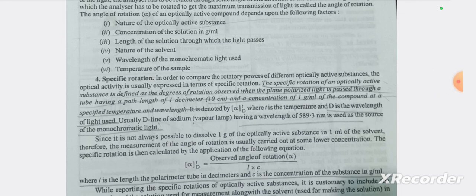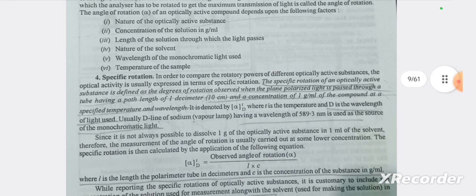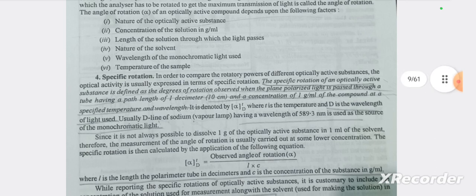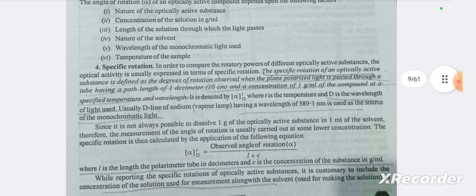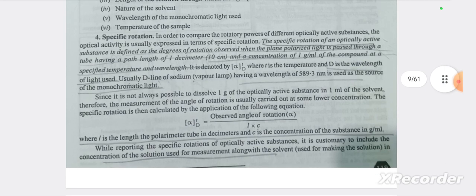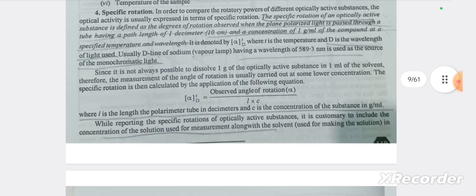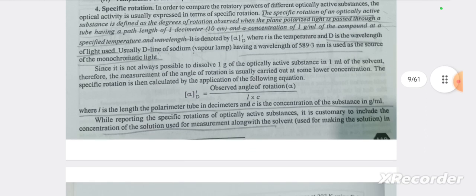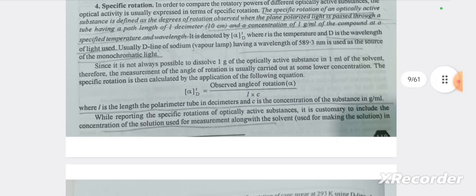angle of rotation. The angle of rotation alpha of an optically active compound depends upon the following factors: nature of the optically active substance, concentration of the solution in gram per milliliter, length of solution through which the light passes, nature of the solvent, wavelength of monochromatic light used, and temperature of the sample. Fourth, specific rotation. In order to compare the rotatory power of different optically active substances, the optical activity is usually expressed in terms of specific rotation.